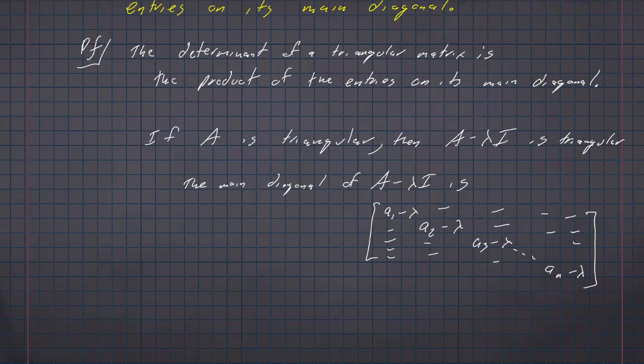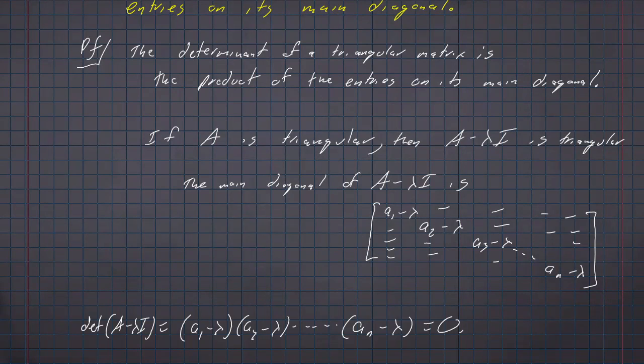And then because the determinant of a triangular matrix is the product of the entries on the main diagonal, the determinant of this matrix is A1 minus lambda times A2 minus lambda times until you get to AN minus lambda. And setting that equal to 0, the solutions are going to be lambda equals A1, lambda equals A2, through to lambda equals AN using the zero product rule.